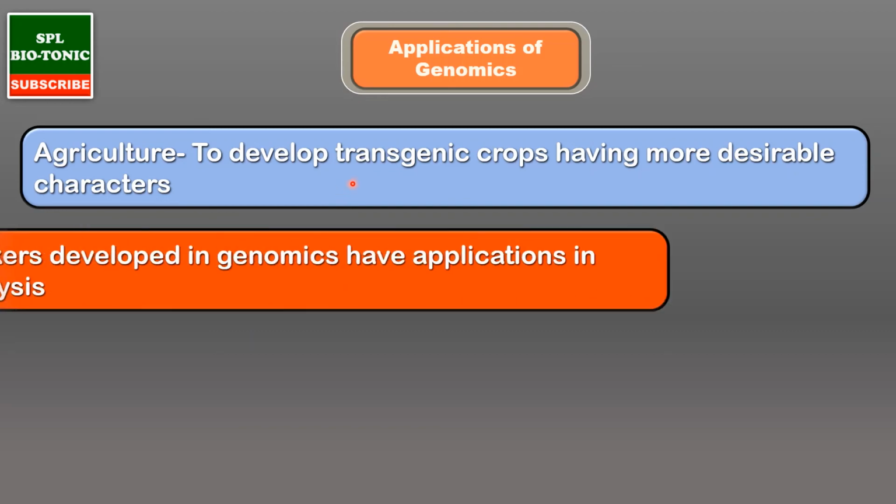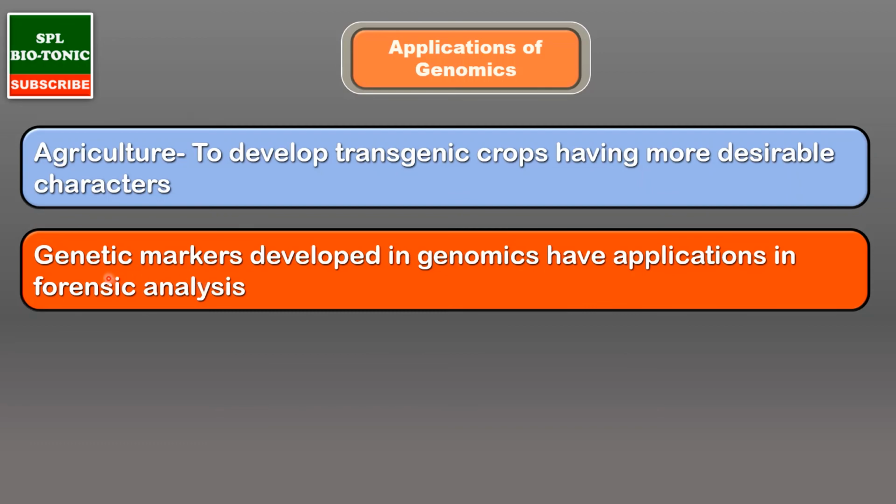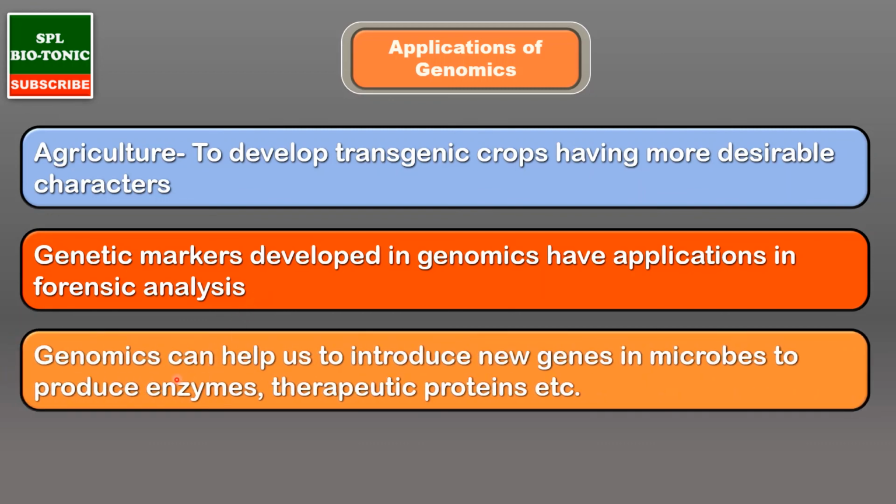Now we can use genomics to create genetic markers which can be used in forensic analysis, like in murder cases or other examples. We can also use genomics to introduce new genes in microorganisms to produce enzymes or proteins for us. For example, you can insert the insulin gene into bacteria so that the bacteria can produce insulin hormone for us. That is a good example of genomics.